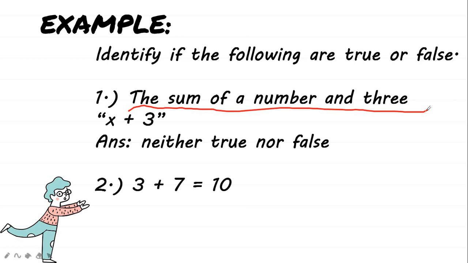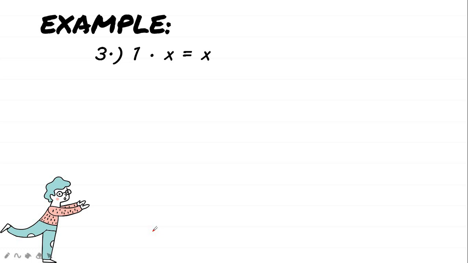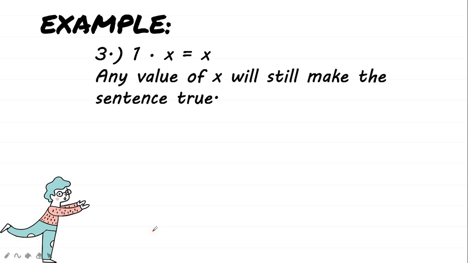For number 2, we have 3 plus 7 is equal to 10. Is this statement true or false? Of course, this statement is true. Okay, let's continue. Example number 3: 1 multiplied by x is equal to x. Is this statement true? Any value that is substituted for the variable x will still make the sentence true.